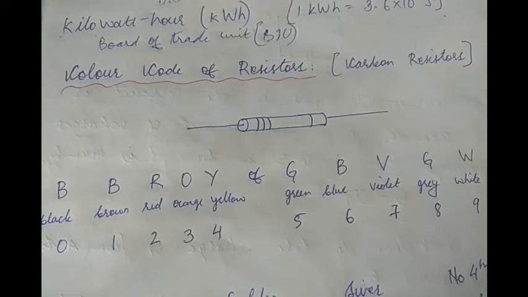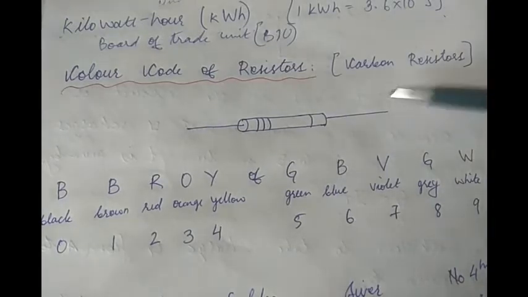I have sent the picture of a carbon resistor also. First check that picture. I was looking for a carbon resistor everywhere in the house. I could not find one, therefore I'm sending you the picture. Now this kind of a resistor is made up of carbon. That is why it is also called a carbon resistor.